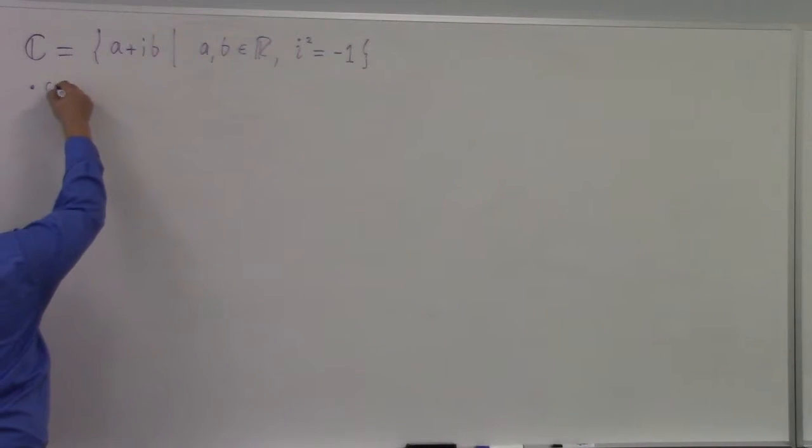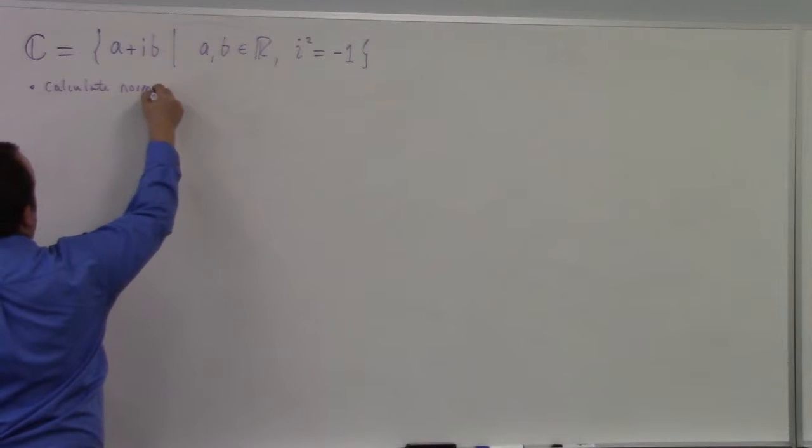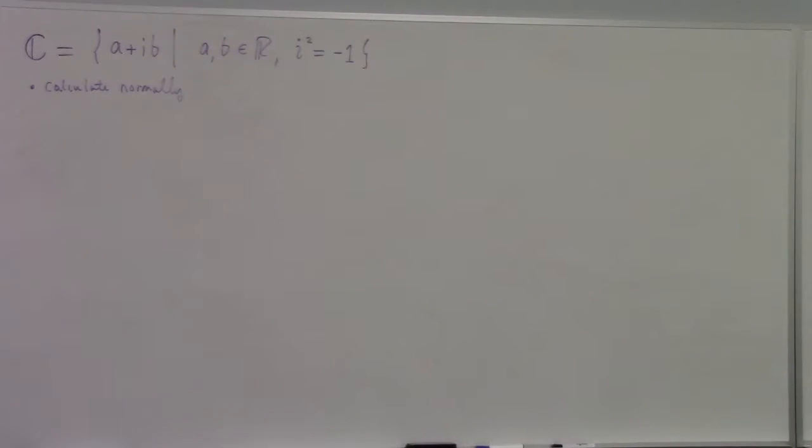Basically, calculate normally. So what do I mean by that? How do you multiply complex numbers? How do you add complex numbers? How do you divide complex numbers? Well, pretty much the same way you did before, right?